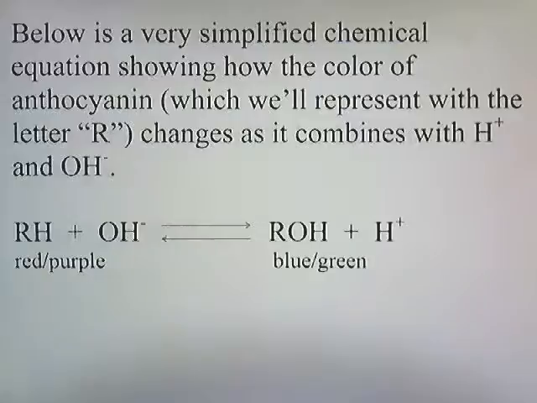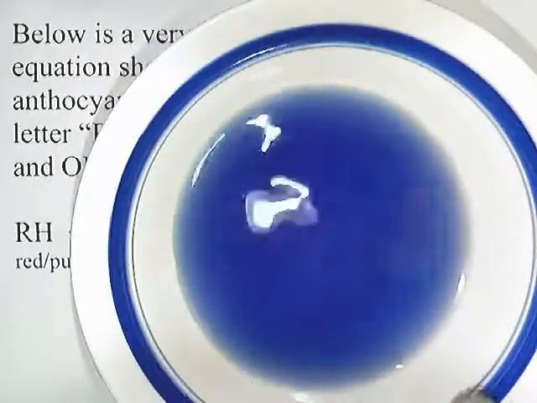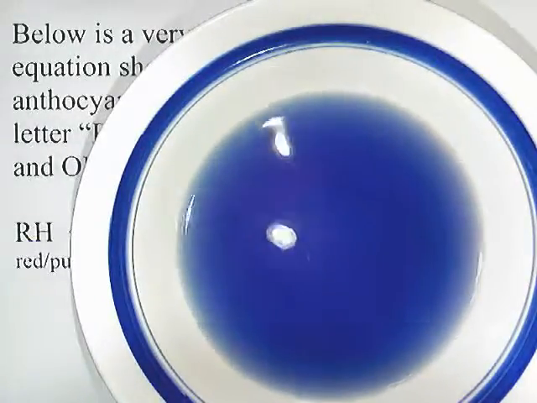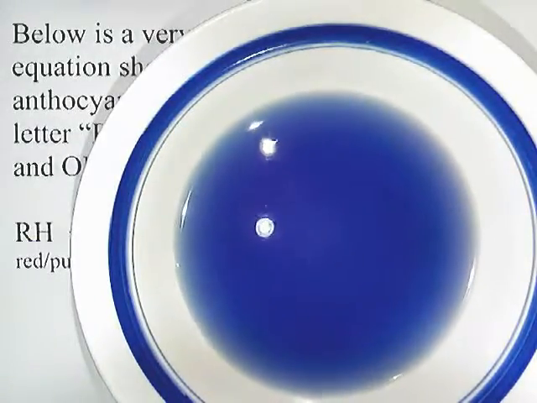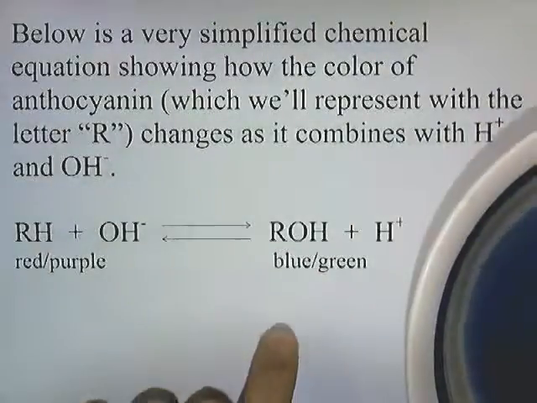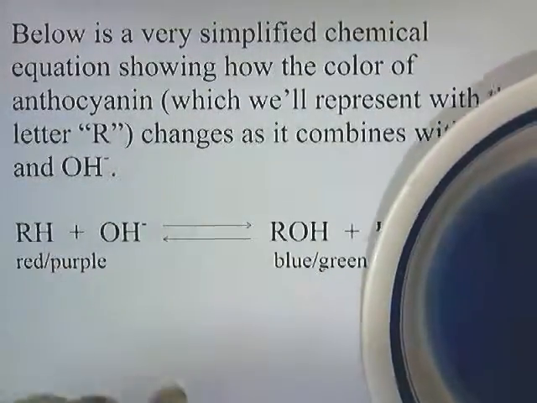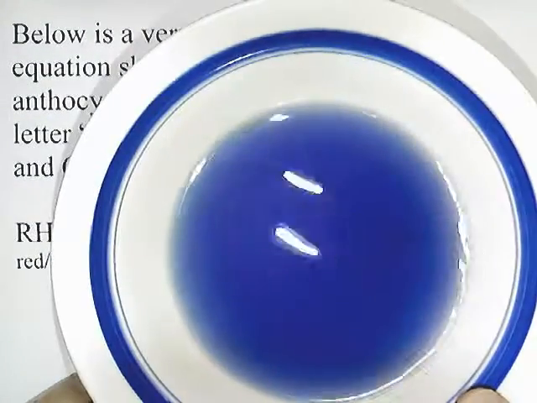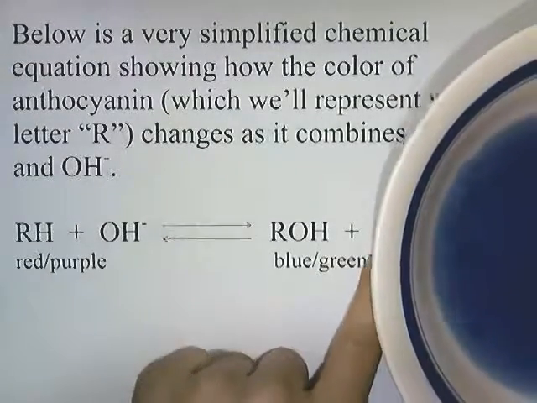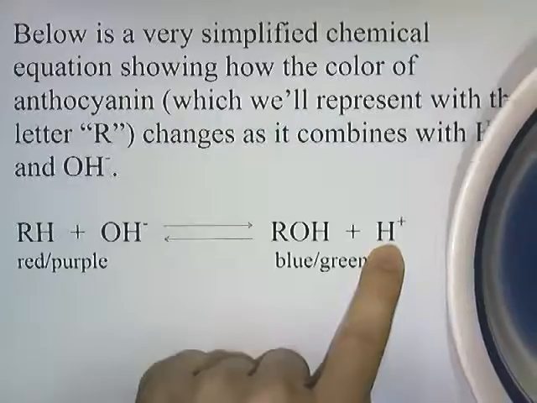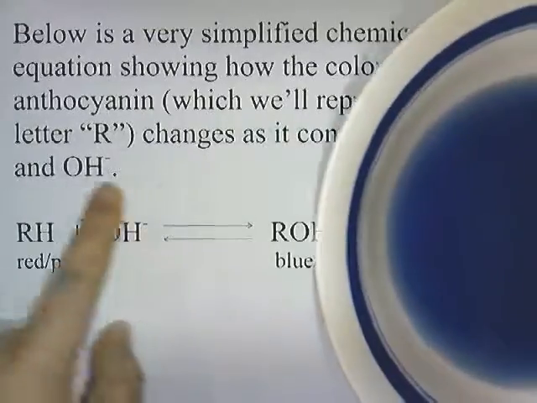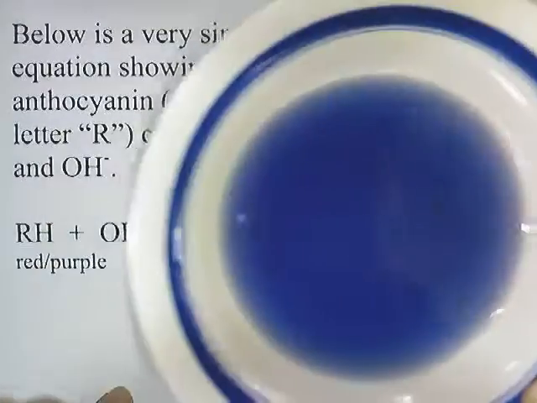So I have some red cabbage juice. Okay, so that's a nice blue color. So the blue color indicates that there's probably more ROH in the system than there is RH. And then what I'm going to do is add some H+, some vinegar, and that's going to shift the equilibrium in this way, and it's going to change color.